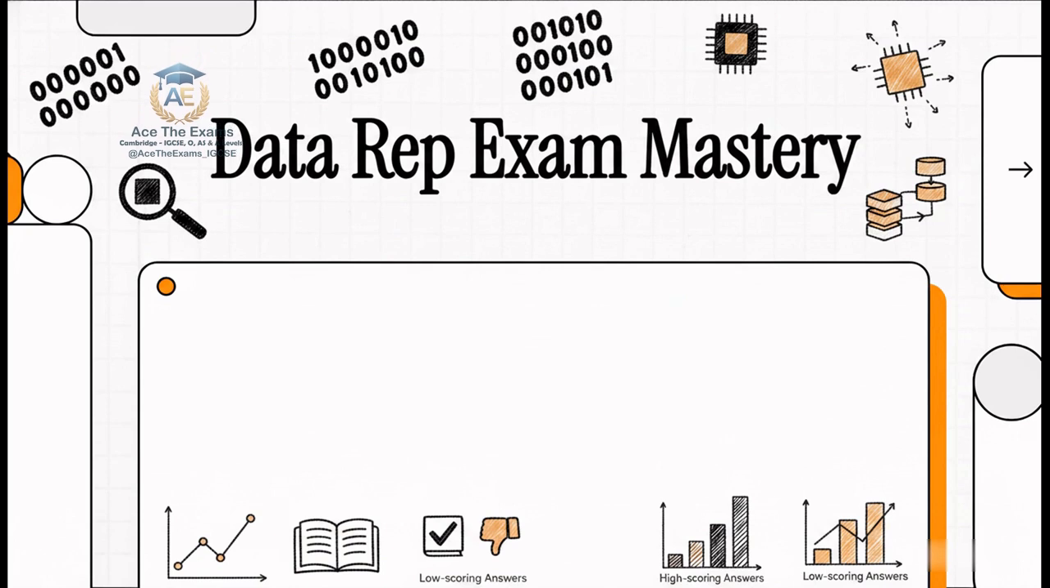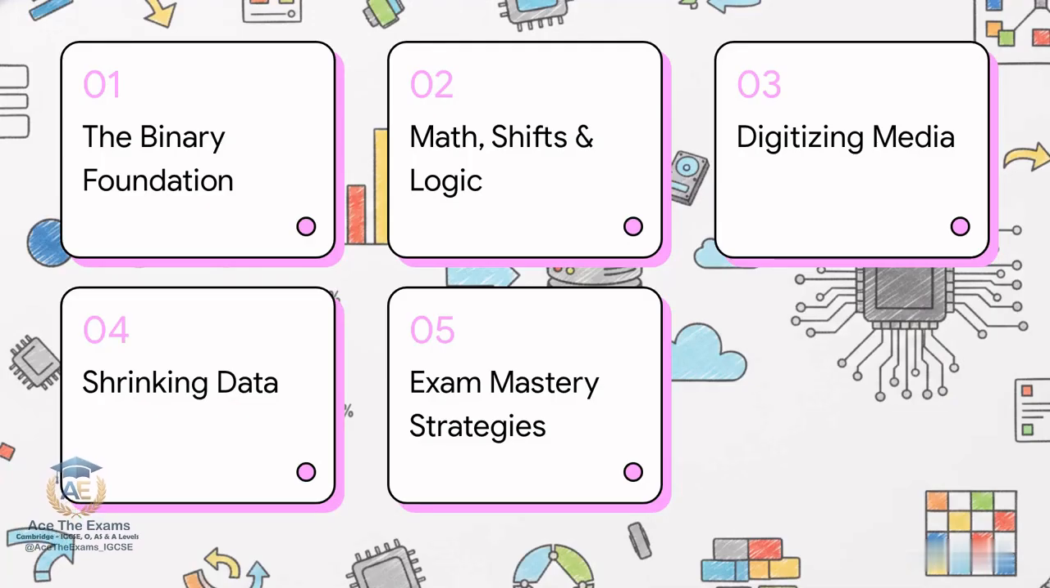We're talking about the Data Representation Exam Mastery Playbook. We are going to look at the exact differences between high-scoring answers and low-scoring answers, straight from the teacher's comments. So get ready, let's dive right into this. Here is our roadmap for today's session. We have 5 crucial steps to get through.